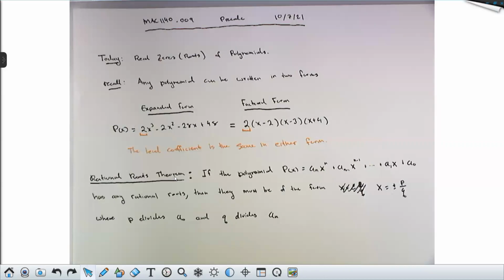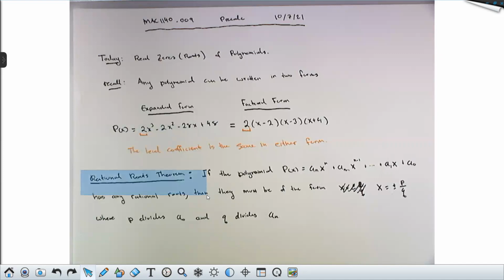So what this theorem does, looking at the expanded form of a polynomial, is give you a way of coming up with a list of numbers that might be roots. And then you can test them one at a time using synthetic division.